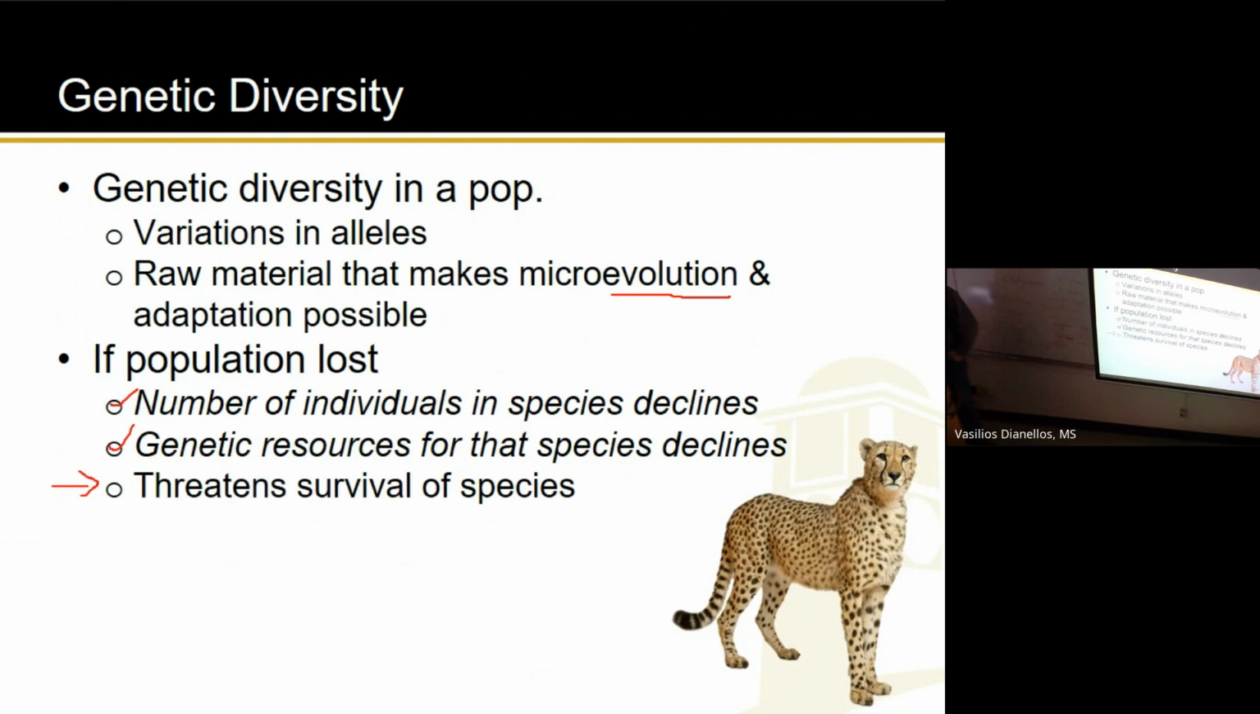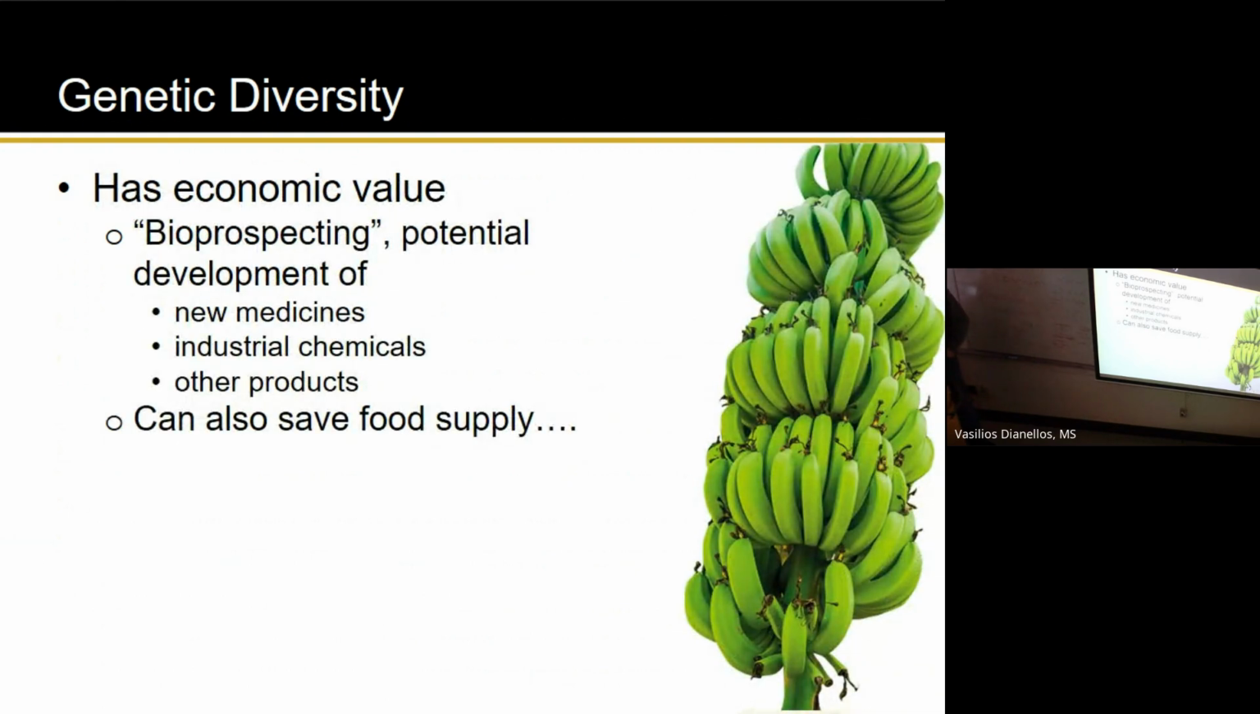So moving past this, let me give you a good example of this. This is a real thing. I'm not going to ask you about this example, but there's this thing called bioprospecting. That is when we have people looking for the development of new medicines, industrial chemicals, other products, things like that. Basically, bioprospecting is using this genetic diversity to help with things like farming and medicine, stuff like that.